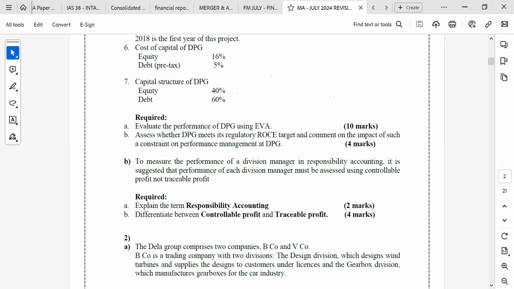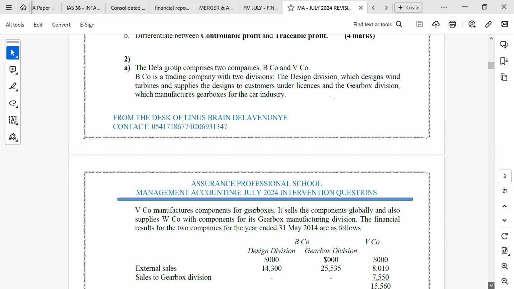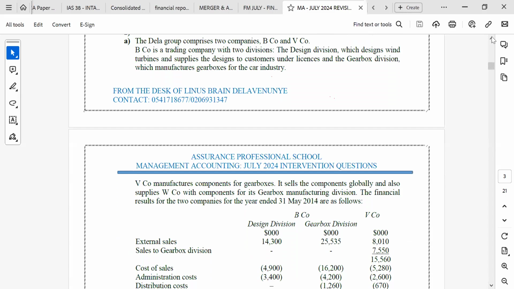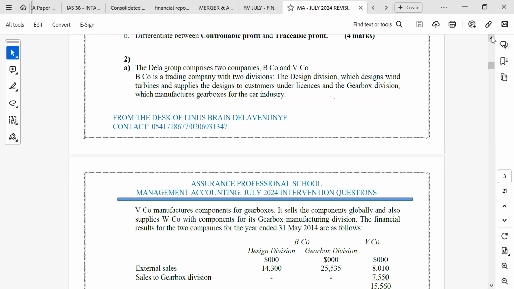Okay. Let's come to question number 2, which is about ratio analysis. Let's see whether we can finish this and move on.